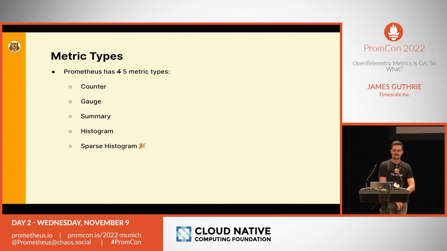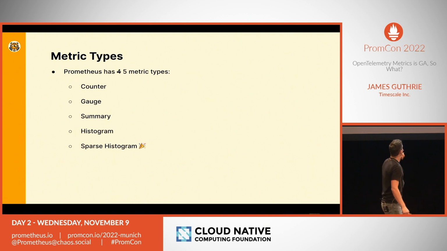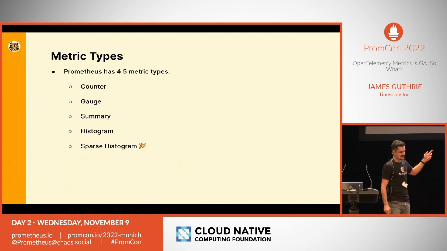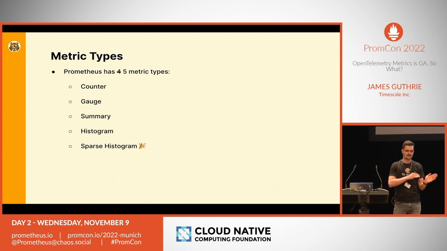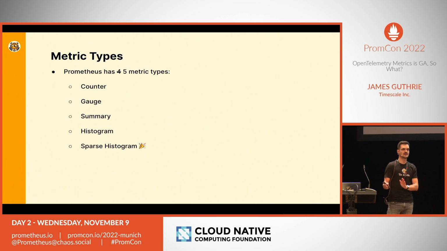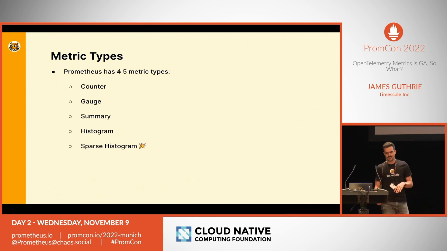Finally, going to look at metric types. So I have quite a few slides on this, but at the end of the day, the amount of information is actually relatively small. So Prometheus has these 5 different metric types. Sparse histogram is new, yay. And for most metric types, there is compatibility or a path to compatibility between the OpenTelemetry metrics and the Prometheus metrics. But the names are slightly different. So we'll look at this from the point of view of the Prometheus metrics.